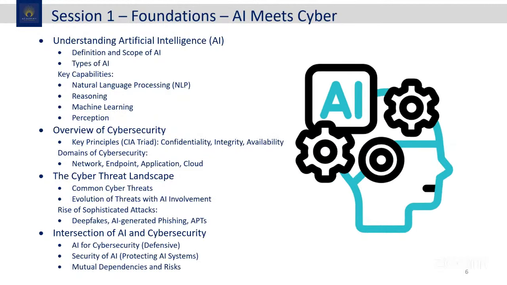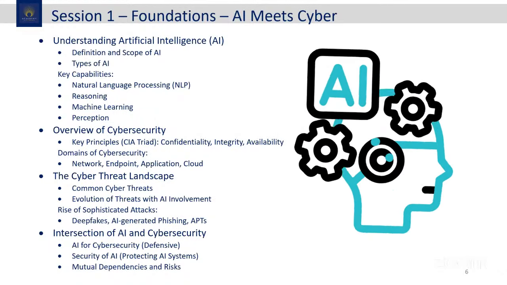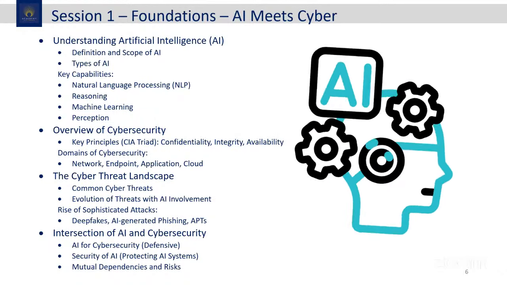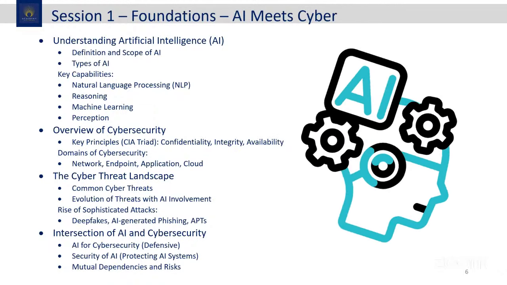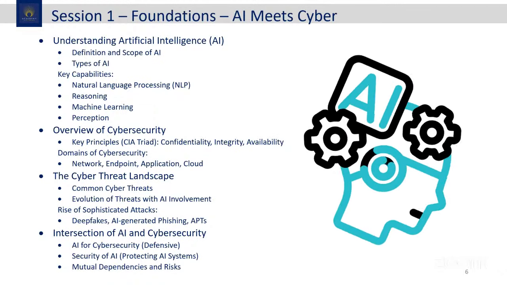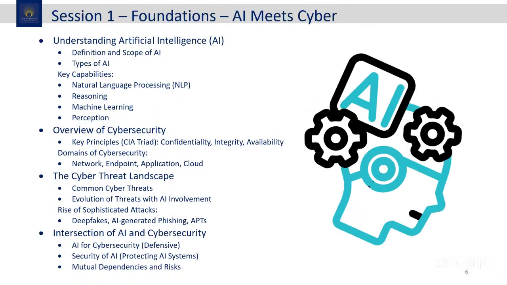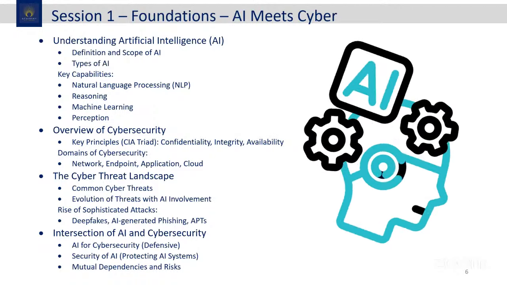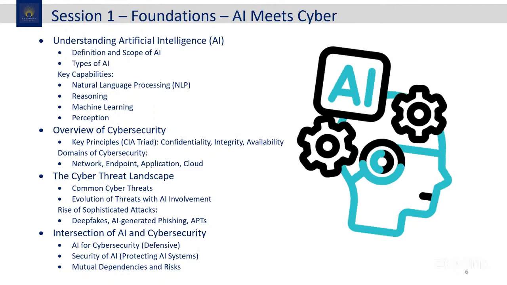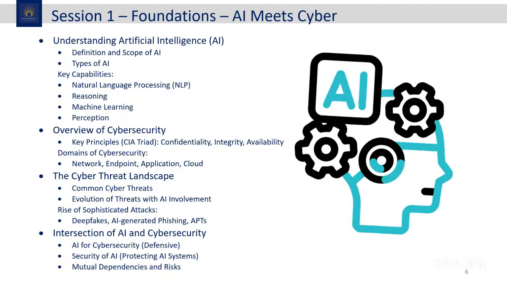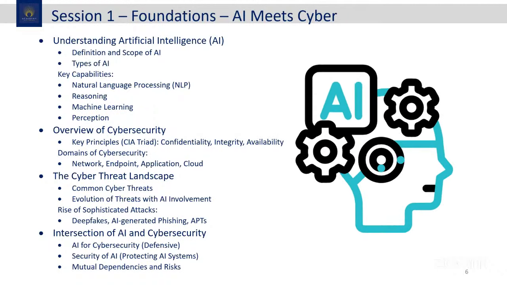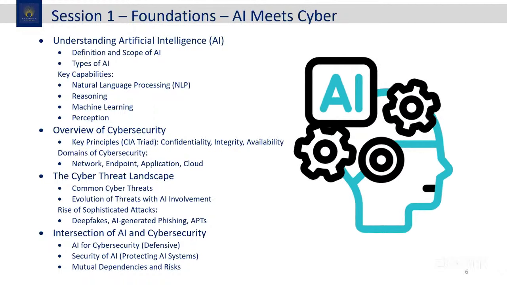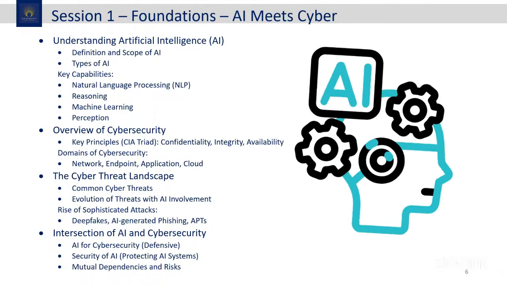We also discuss the intersection of AI and cybersecurity. We talk about AI for cybersecurity, that's the defensive part, and also security of AI, that's protecting AI systems. We also talk about mutual dependencies and the risk. Although, let me just leave that for later in the course. So, without further ado, let's proceed into the main course itself.